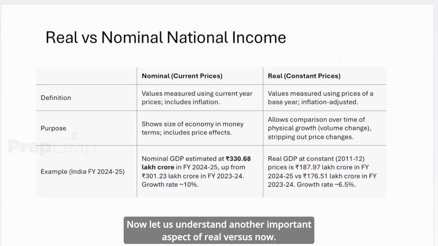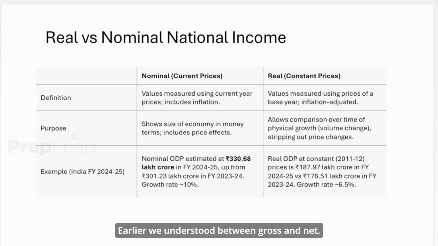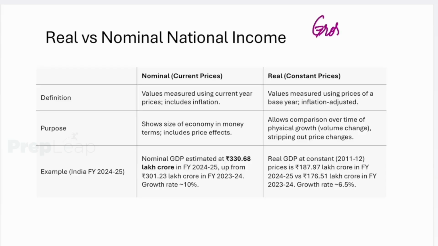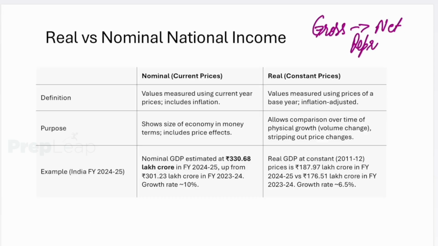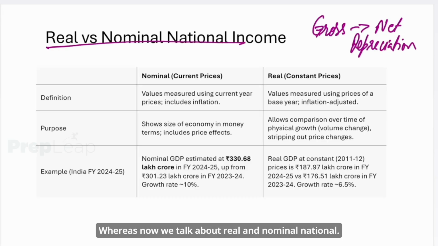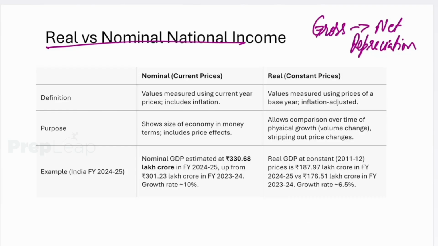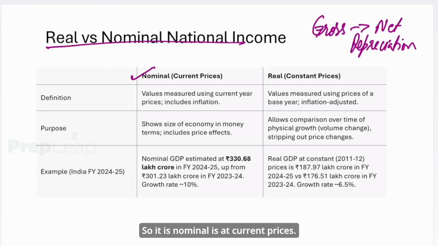Now let us understand another important aspect, real versus nominal. Earlier we understood gross and net. What lies between gross and net? Depreciation, that is the wear and tear. Whereas now we talk about real and nominal national income. Nominal is at current prices. Real is at constant prices.